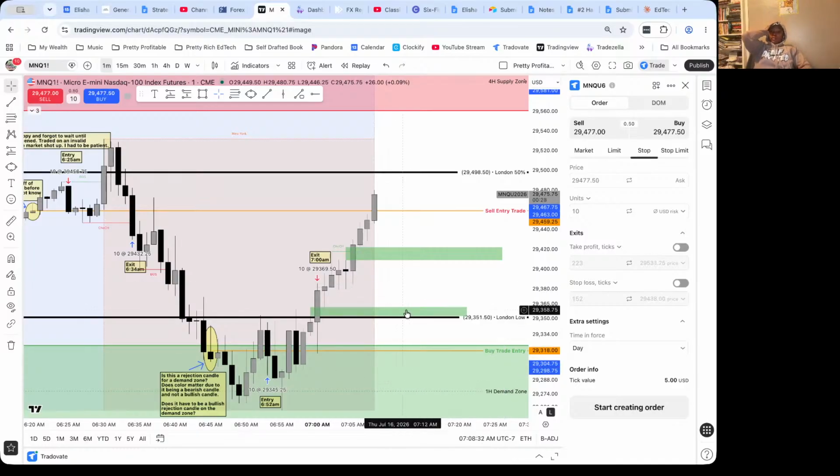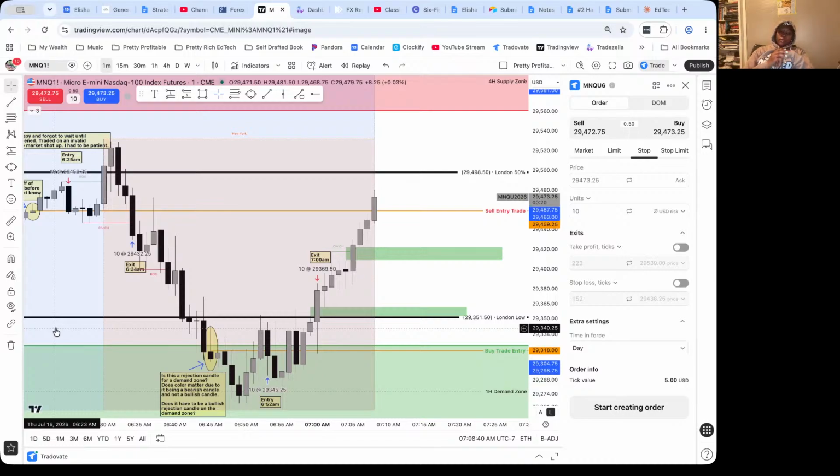I'm just being patient, y'all. My goal is to be done at 8 a.m. So I don't want to force any trades at all. I just want to feel comfortable taking the trades off the higher time frame markings. Just see what the market do.